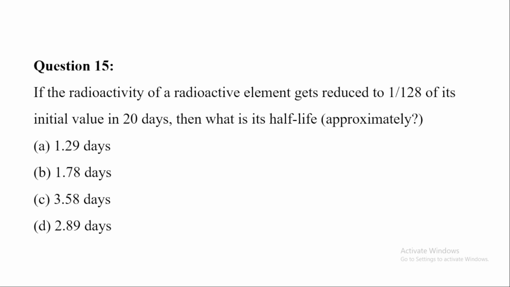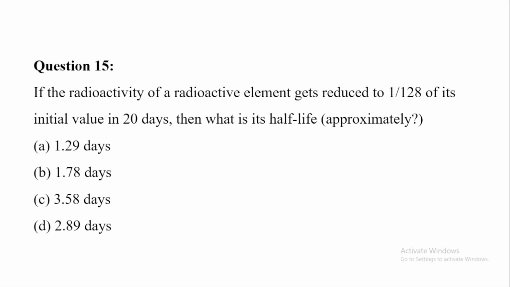So question number 15. If the radioactivity of a radioactive element gets reduced to 1 by 128 of its initial value in 20 days, then what is its half life approximately? In this case we have the time given and the ratio given. So what can we calculate from this? We can calculate the decay constant. It's the same formula we have been using till now. We'll solve for lambda first, and from lambda we can solve for the half life.